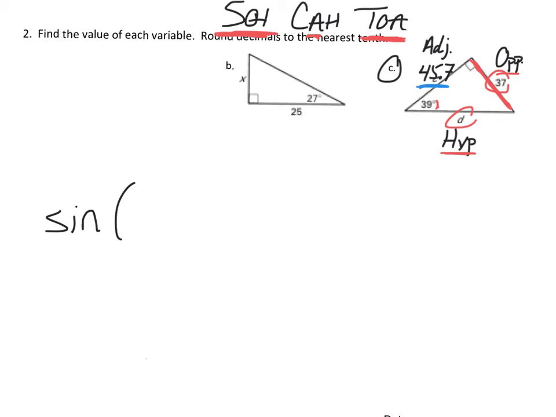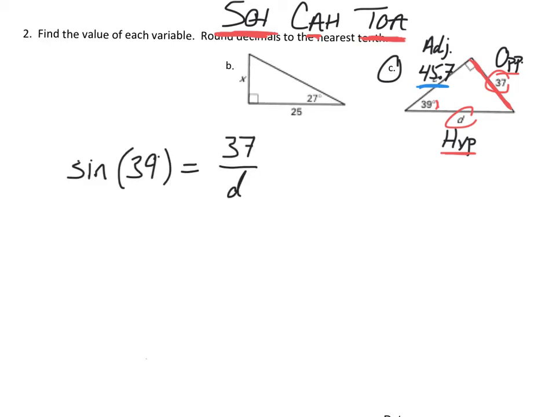I'm taking the sine of the angle I'm focused on, that 39 degrees, and I'm going to set it equal to the ratio of the opposite over the hypotenuse. So the opposite is 37 over the hypotenuse, which is d. Now, this equation should look very similar to the equation we had last time. If you remember, it was tangent of 39 degrees equals 37 over c. The only thing that's changed is the trig function I'm using, from tangent to sine, and the variable from c to d.